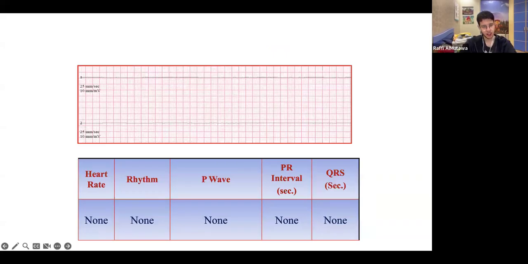Anyways, over here. What's this? Zoom just asked me if I'm playing music. That's crazy. Okay, yeah, so this is asystole.